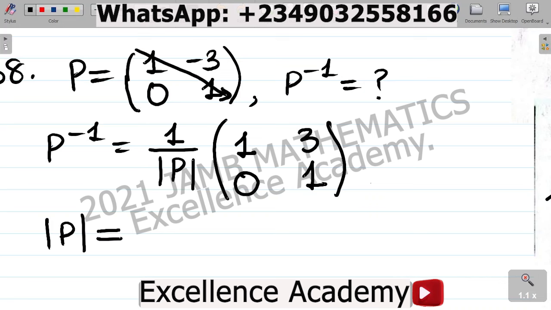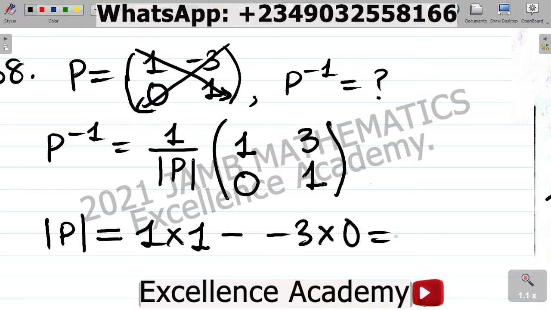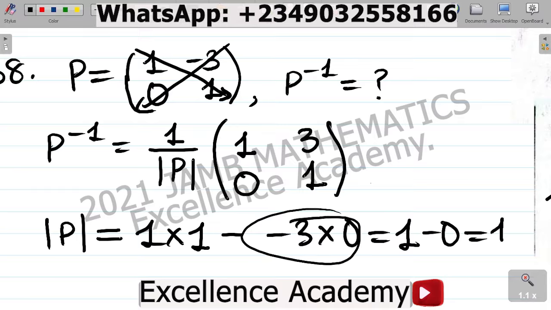So for the determinant, don't forget, you multiply the terms in your principal diagonal first. That becomes 1 times 1, minus the terms here, which we multiply: minus 3 times 0. This is equal to 1 times 1 is 1, minus 3 times 0. All of this will give you 0 because you're multiplying with 0. So it becomes minus 0, and that's equal to 1.